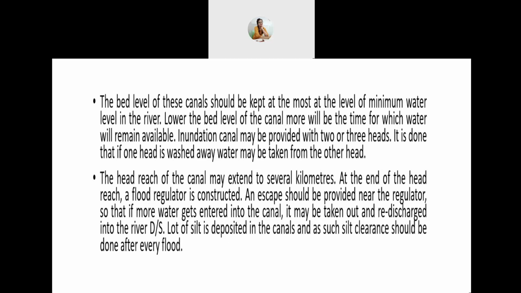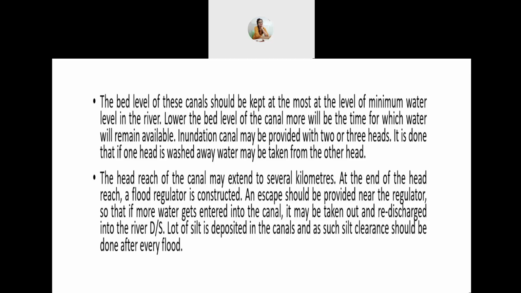Number 3. The bed level of this canal should be kept at the most at the level of minimum water level in the river. The lower the bed level of the canal, the more will be the time for which water will remain available. An inundation canal may be provided with 2 or 3 heads. It is done so that if one head is washed away, water may be taken from the other head.